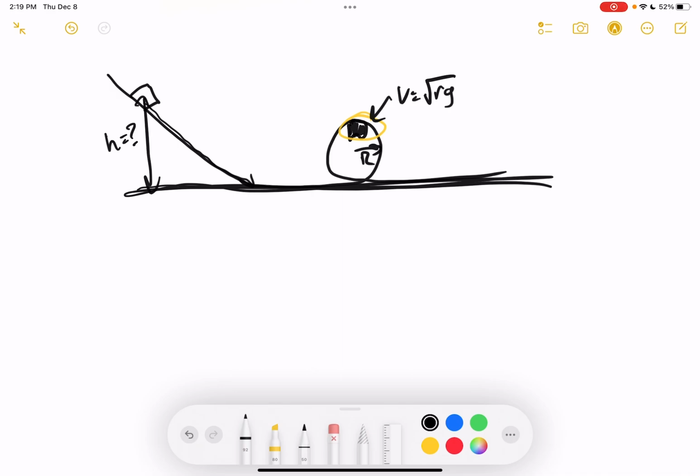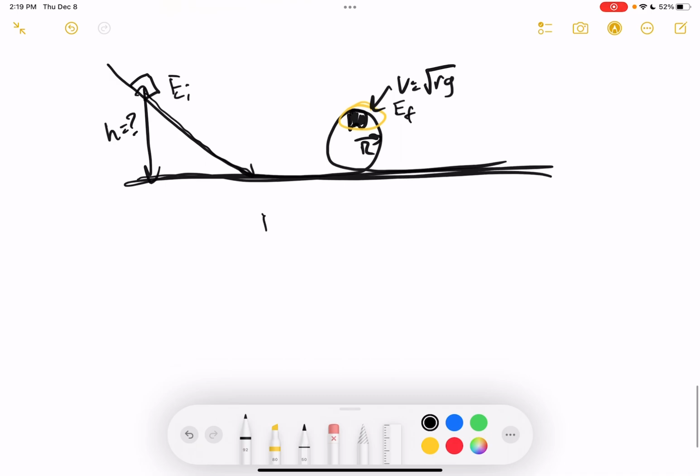Well, energy. Maybe energy is a possibility. Remember, that's a good go-to. Momentum doesn't make sense because we don't have a collision. So let's try energy. Now, where would be my two points? What would be my initial point? I'd want to have this as my initial point, and then where would my final point be? Yeah, the top of that.